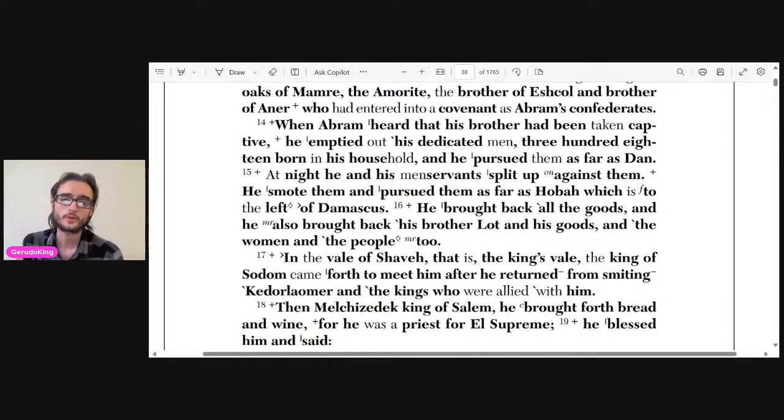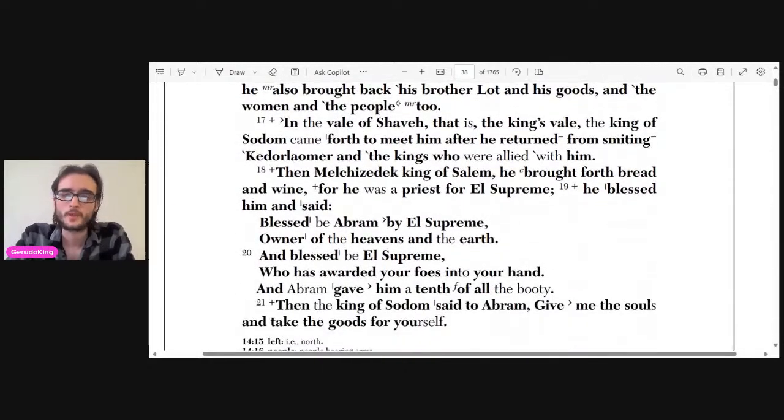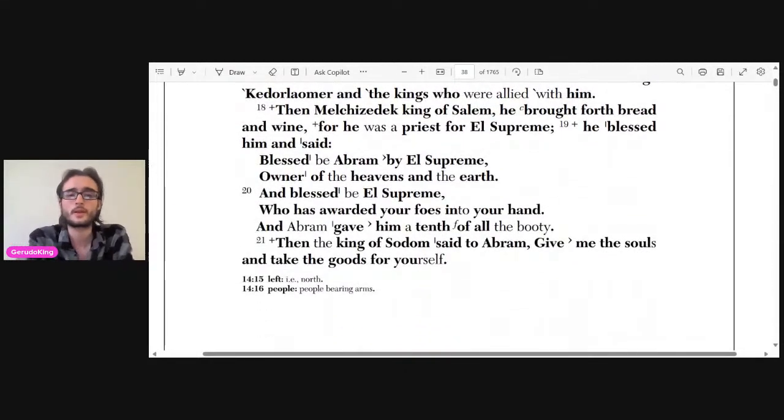He brought back all the goods, and he also brought back his brother Lot and his goods, and the women and the people too. In the vale of Shaveh, that is the king's vale, the king of Sodom came forth to meet him after he returned from smiting Kedorlaomer and the kings who were allied with him. Then Melchizedek, king of Salem, brought forth bread and wine, for he was a priest for El Supreme.